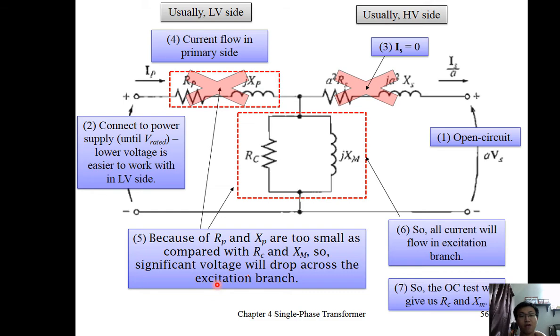significant voltage will drop across the excitation branch. If you still remember, if there is a current flowing through this circuit and this is so small, the voltage will be taken by here. That's why we omit this one. So all the current will flow into the excitation branch. The OC, open circuit test, will give us RC and XM, these two.